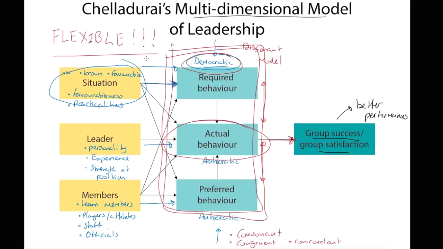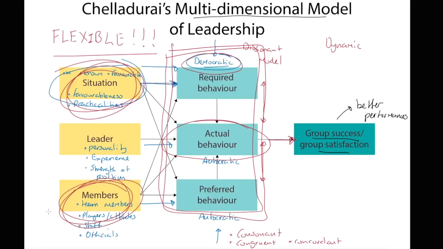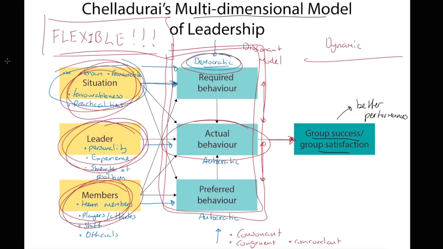But the key point is, because this model is dynamic, the situation changes, the members change or their experiences change, the leader can be replaced, or you can add other skills into the leader. The situation is dynamic. So what does that mean for the leader? They must be flexible to achieve group success and to achieve group satisfaction.